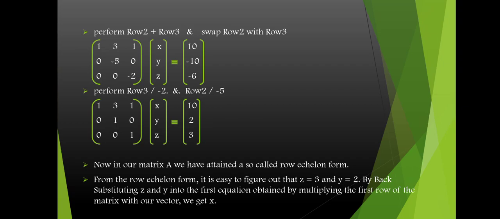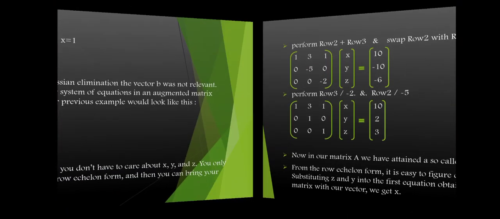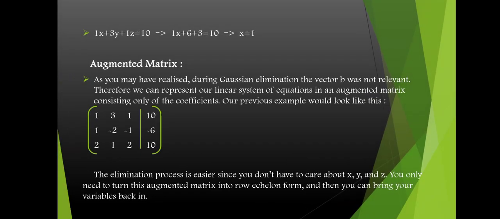Now in our matrix A, we have attained a so-called row echelon form. From the row echelon form, it is easy to figure out that z is equal to 3 and y is equal to 2. By back substituting z and y into the first equation obtained by multiplying the first row of the matrix with our vector, we get x. 1x plus 3y plus 1z is equal to 10. It gives 1x plus 6 plus 3 is equal to 10. Hence, x is equal to 1.